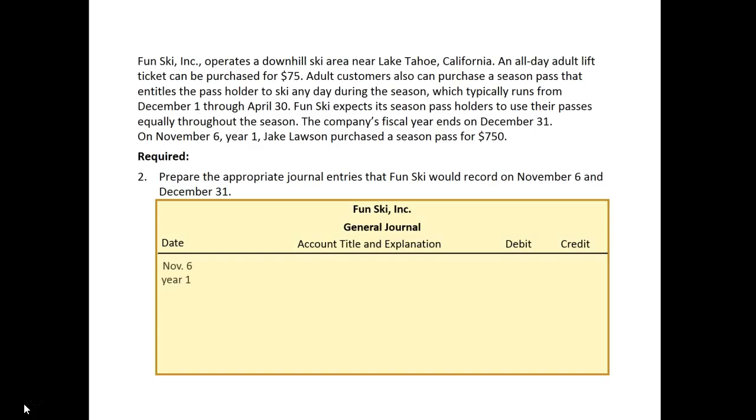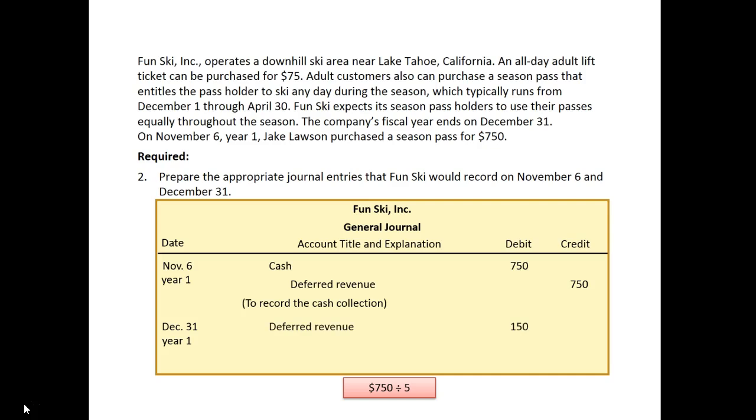So the journal entry initially would be a credit to deferred revenue. It's a liability, and a debit to the cash of $750 to record this cash recognition. Next, on December 31st, since there are 5 months associated with this customer being able to ski, we're going to debit 1/5 of our deferred revenue, or $150, and then we will credit at the end of the first month service revenue to be recognized of $150.